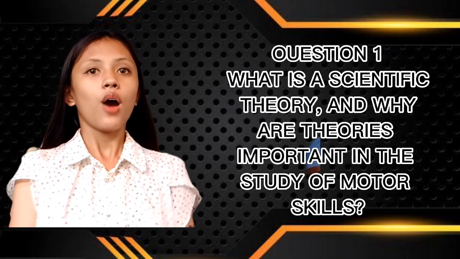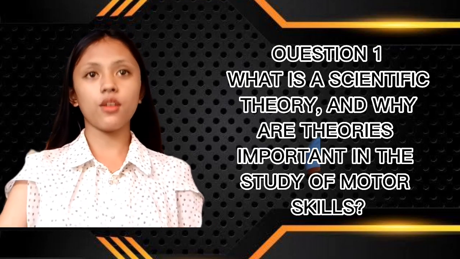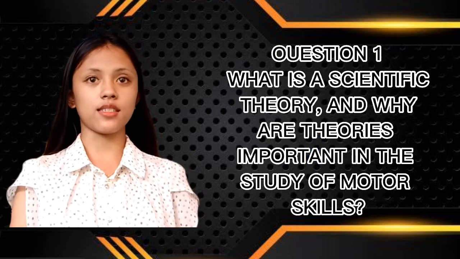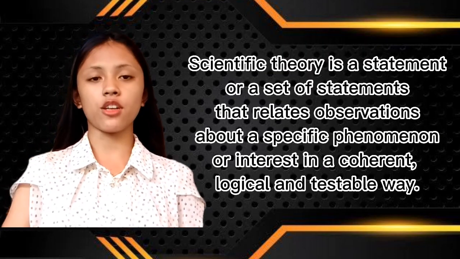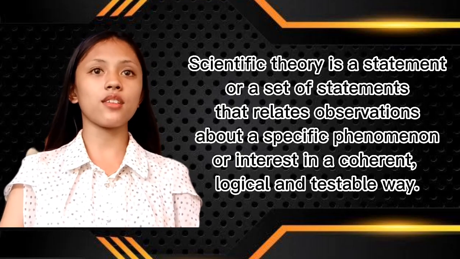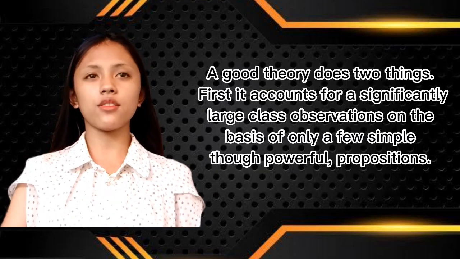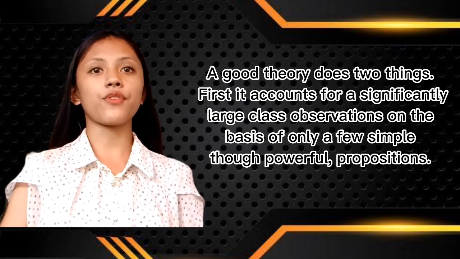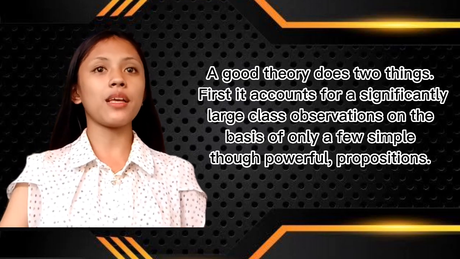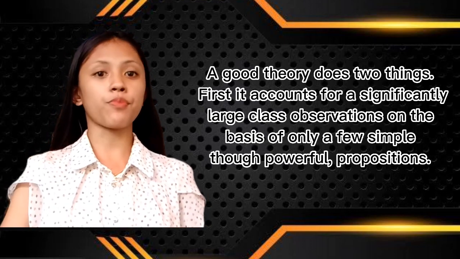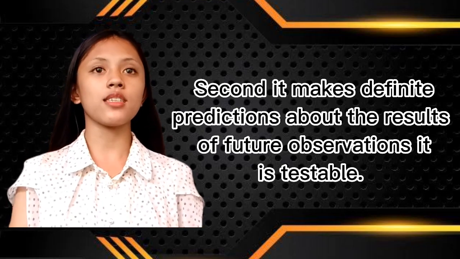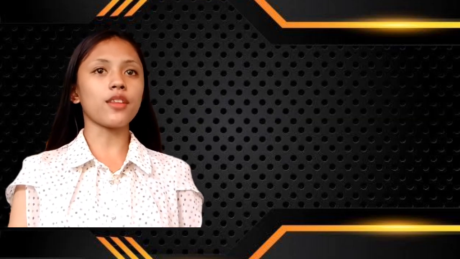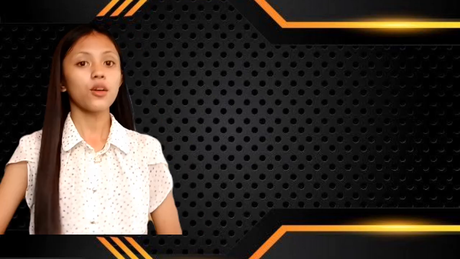For the first question, what is a scientific theory and why are theories important in the study of motor skills? A scientific theory is a statement or a set of statements that relates observations about a specific phenomenon of interest in a coherent, logical, and testable way. A good theory does 2 things. First, it accounts for a significantly large class of observations on the basis of only a few simple, though powerful, propositions. Second, it makes definite predictions about the results of future observations. It is testable. Theories are important in the study of motor skills because they allow for the production of a new motor skill.